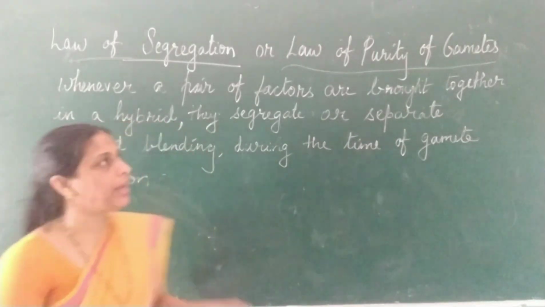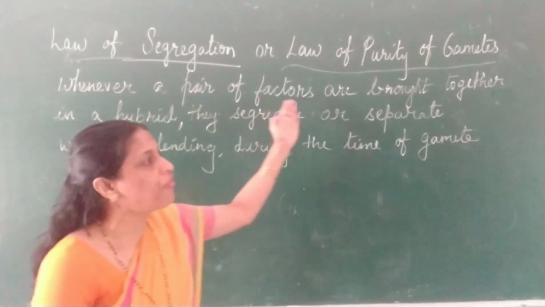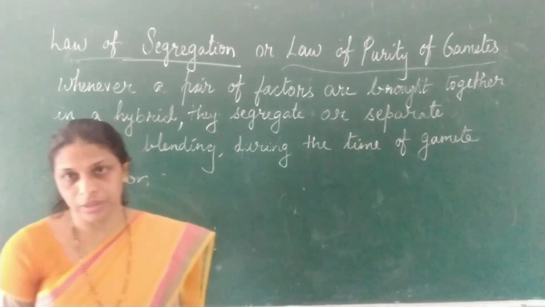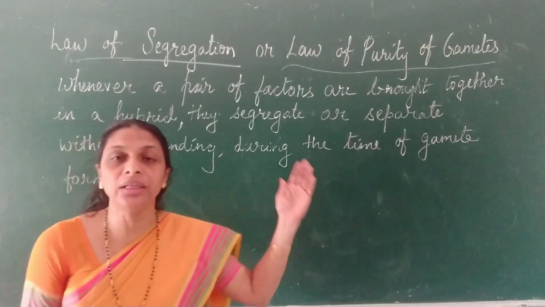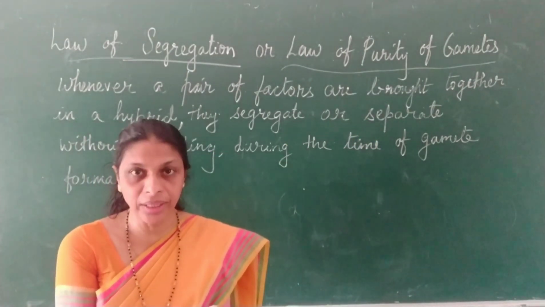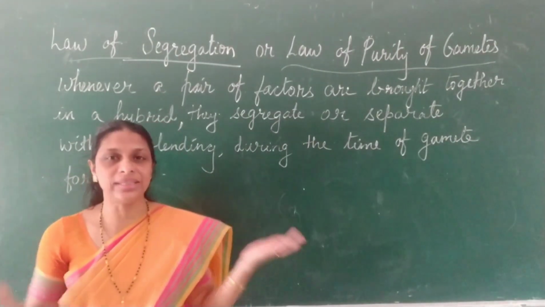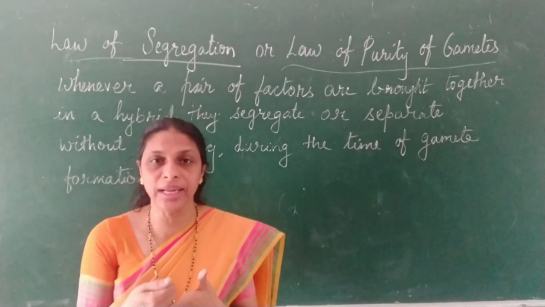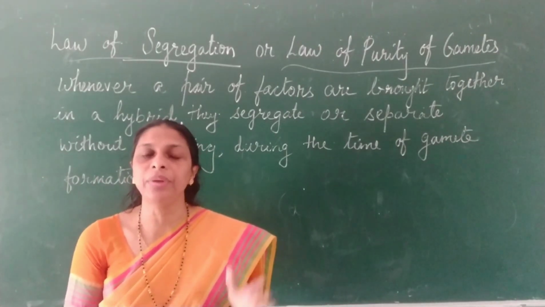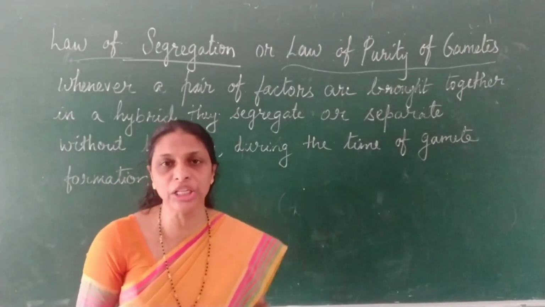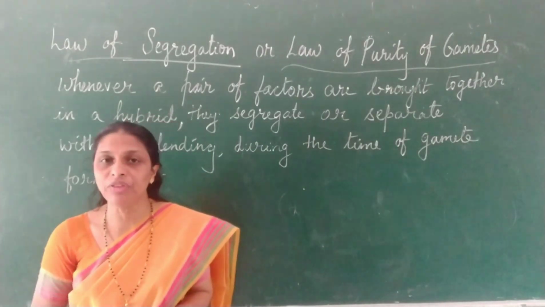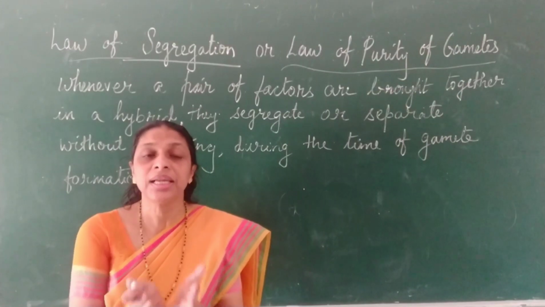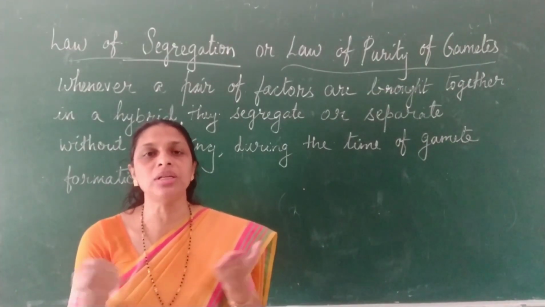This law states that whenever a pair of factors are brought together in a hybrid, what do the factors do? They separate or segregate. How? Without any blending. And when does this happen? During the time of gamete formation. We know that during the time of gamete formation, meiosis takes place. So during meiosis, what happens is the factors separate or segregate.